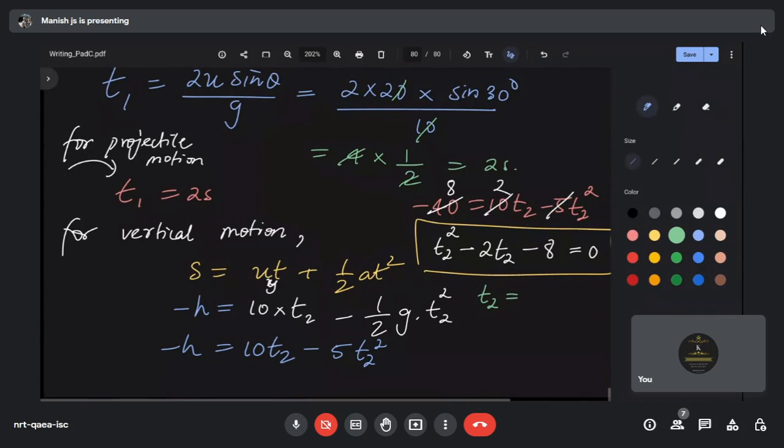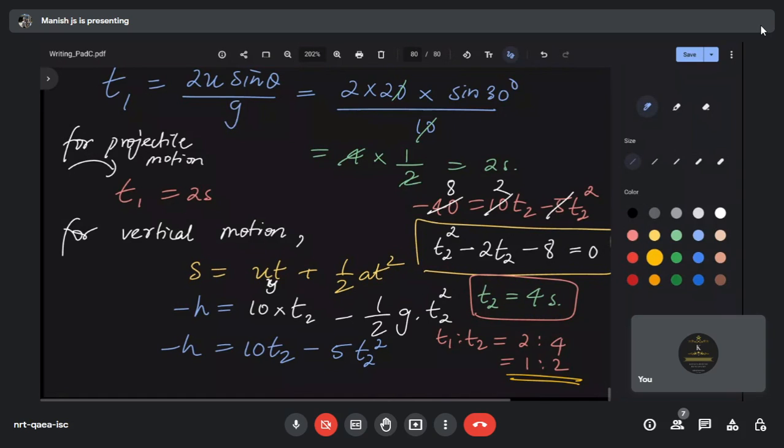So time cannot be negative. So you will take the positive value. Yeah. So you will get t2 as 4 seconds. Then we will take that; we will not take the minus. Time cannot be negative. Yes. Okay, sir. So what is t1 is to t2 now? 2 by 4. 1 by 2 is to 4. 2 is to 4, if you simplify, 1 is to 2. So the answer is 1 is to 2.